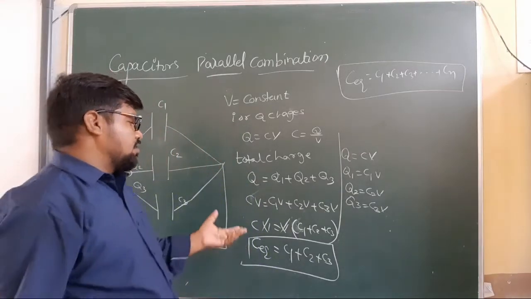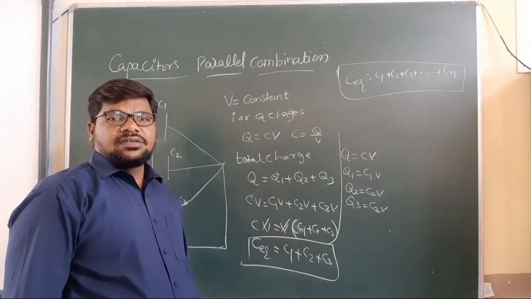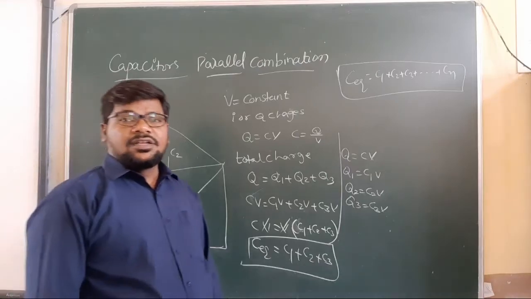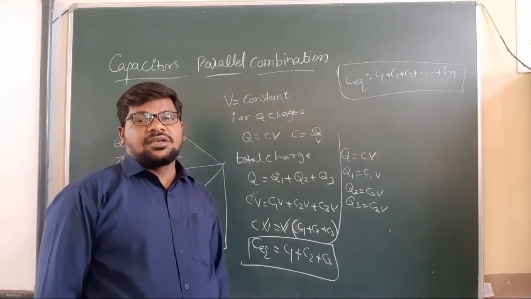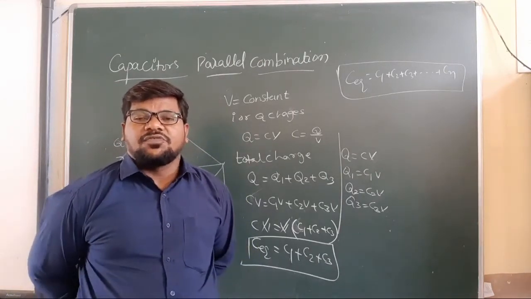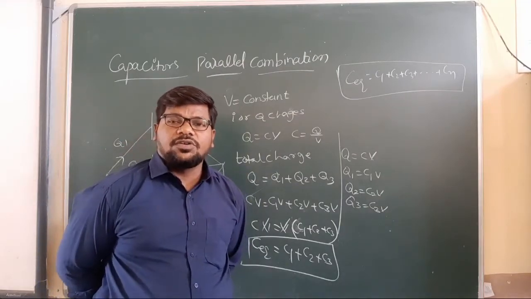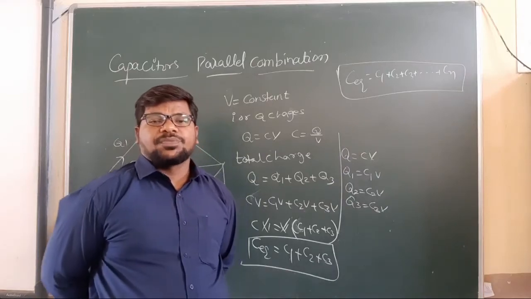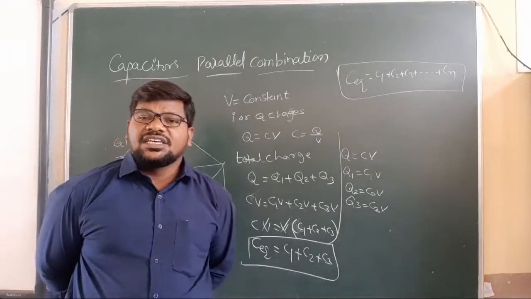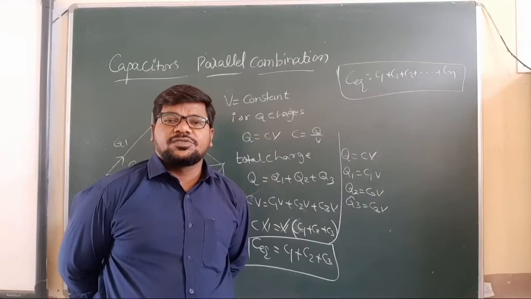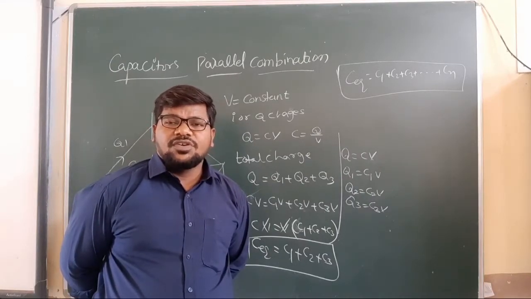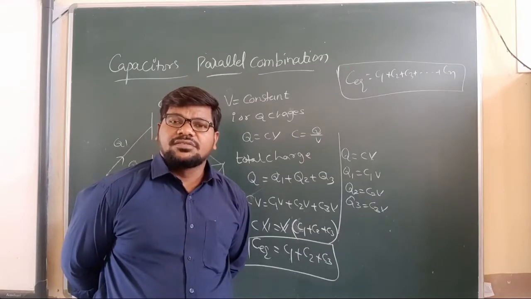See, by doing the derivation for series and parallel, we know that for series we have to get 1 by C equivalent is equal to 1 by C1 plus 1 by C2 plus 1 by C3. Here for parallel, C equivalent is equal to C1 plus C2 plus C3. Clear, my children? And one more thing, I will give a comparison.